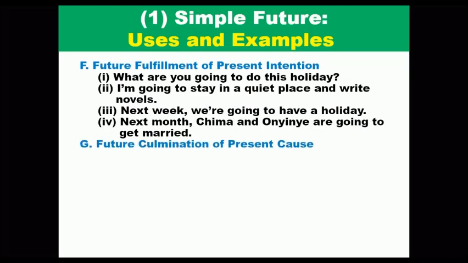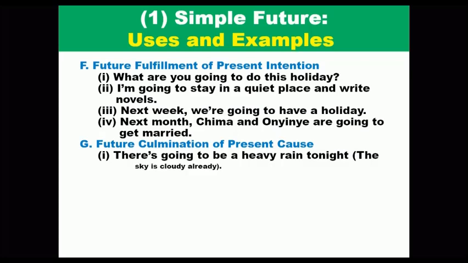Then we can also use the simple future tense in future combination of present cause. We want to talk of what is going to happen in future as a result of what is noticeable now. Okay. For example, there is going to be a heavy rain tonight. Why? We can see that the sky is cloudy already. So you can say, did you notice that the sky is cloudy already? So there's going to be a heavy rain tonight. You see?